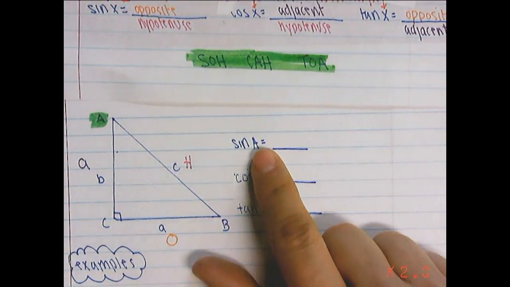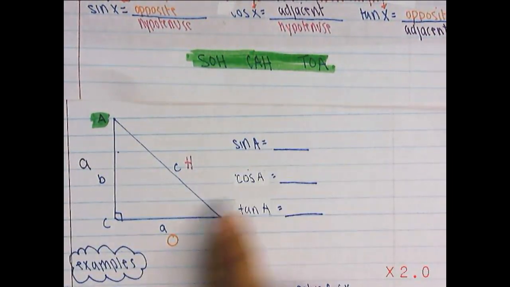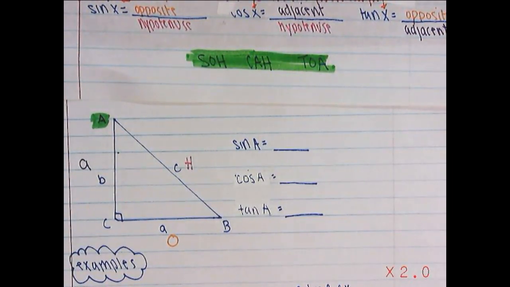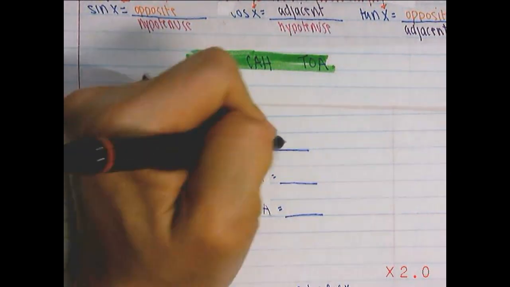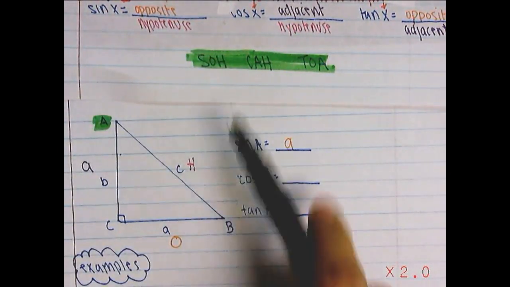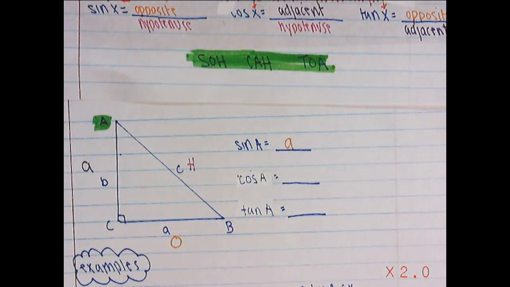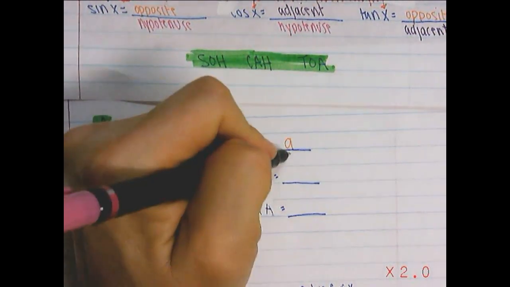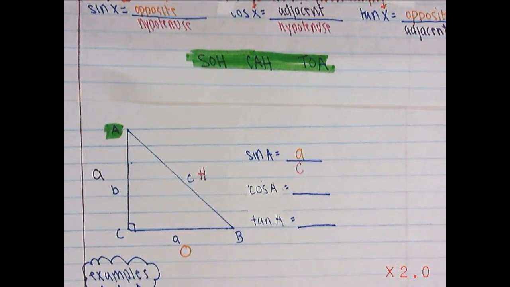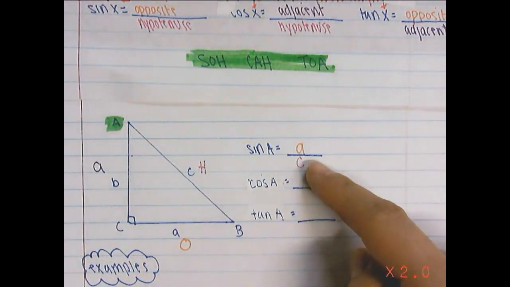So sine, remember, is SOH. I'm going to look for my opposite, which is A, and that's going to go over my hypotenuse, which, I just got my pens all jumbled, is C. So you would simply perform that ratio.